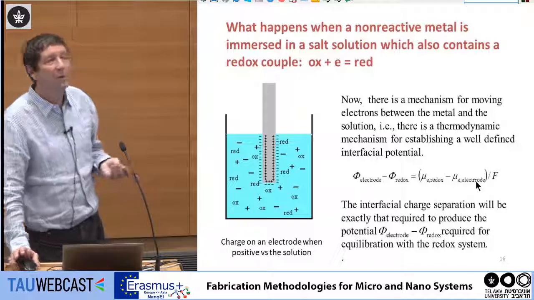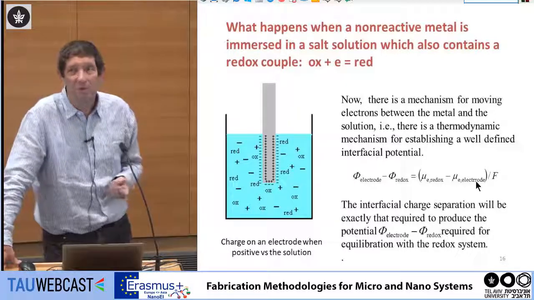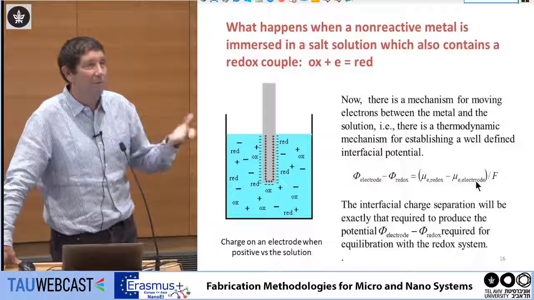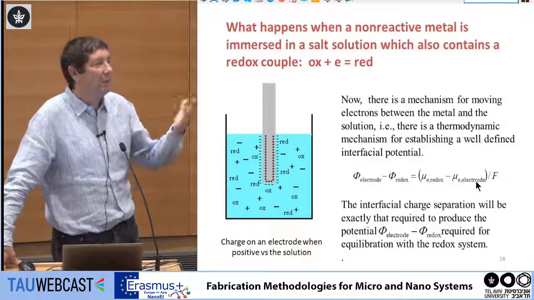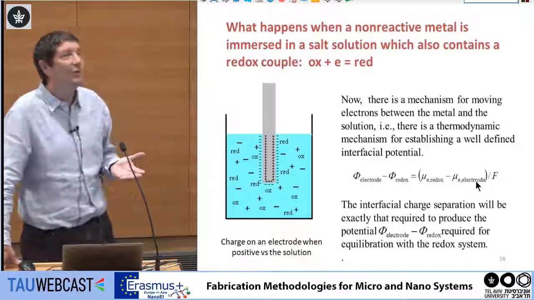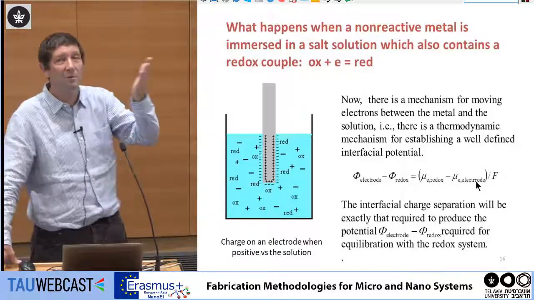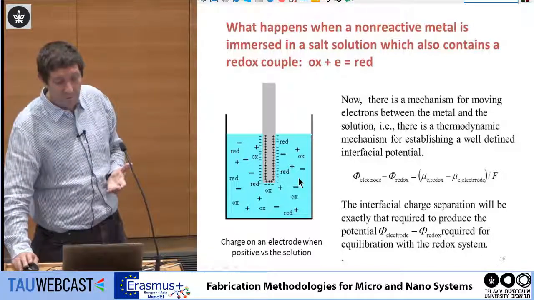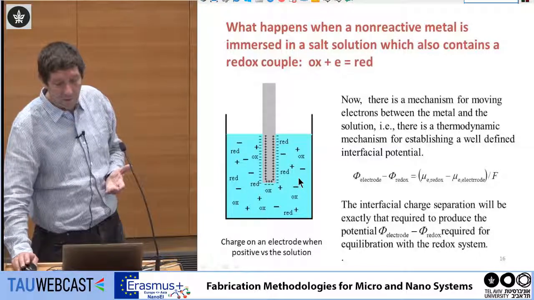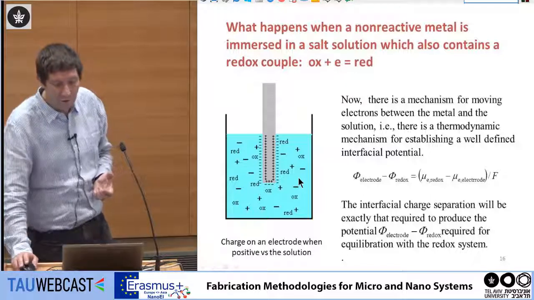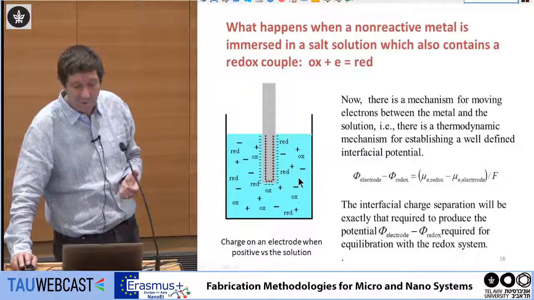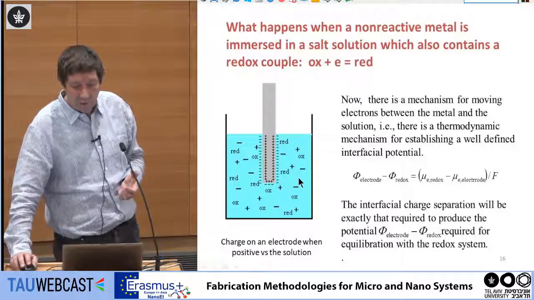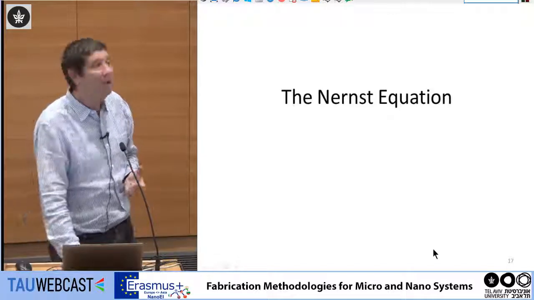If you remember when we talked about MOS capacitors, we said that in equilibrium, the potential between the metal and the semiconductor is phi ms, the potential of the metal minus the potential of the semiconductor. Same for electrolytes. The potential difference between the electrode and the solution, or the redox in the solution, is the difference in the electrochemical potential. The interfacial charge separation will be exactly that required to produce the potential required for equilibrium with the redox system.